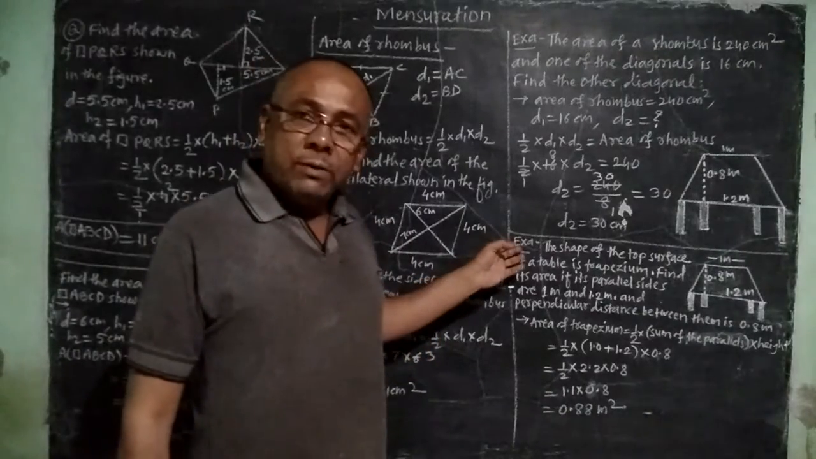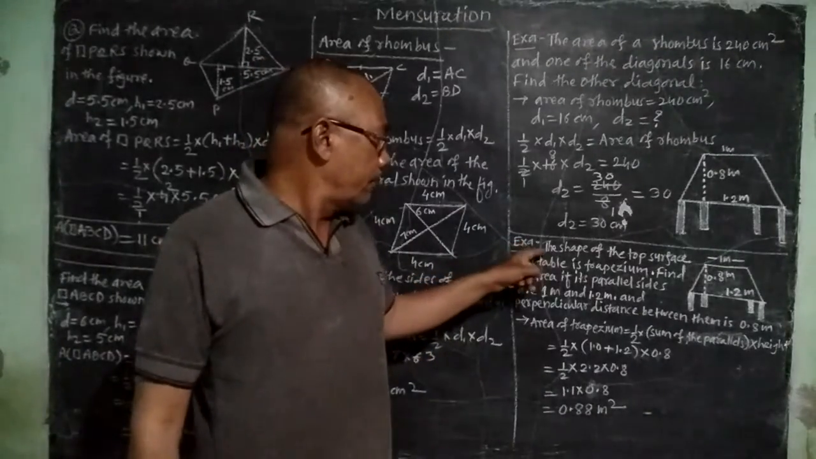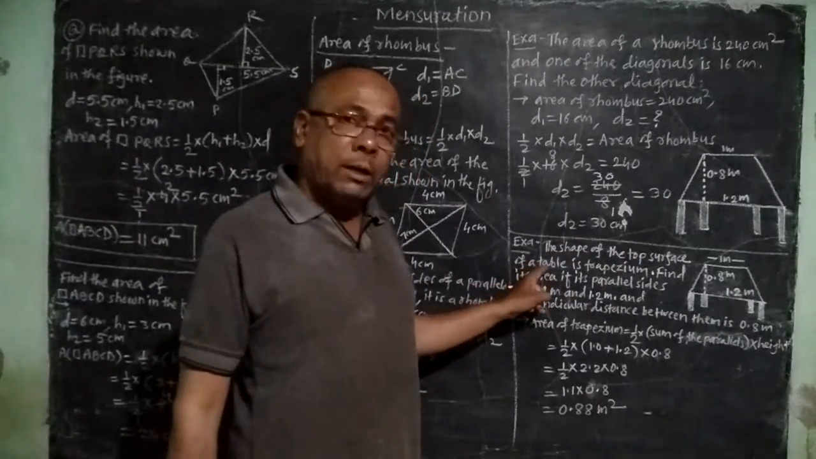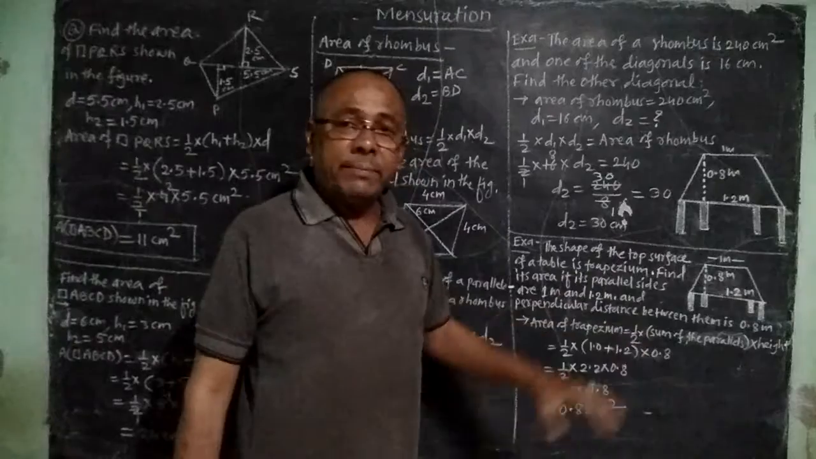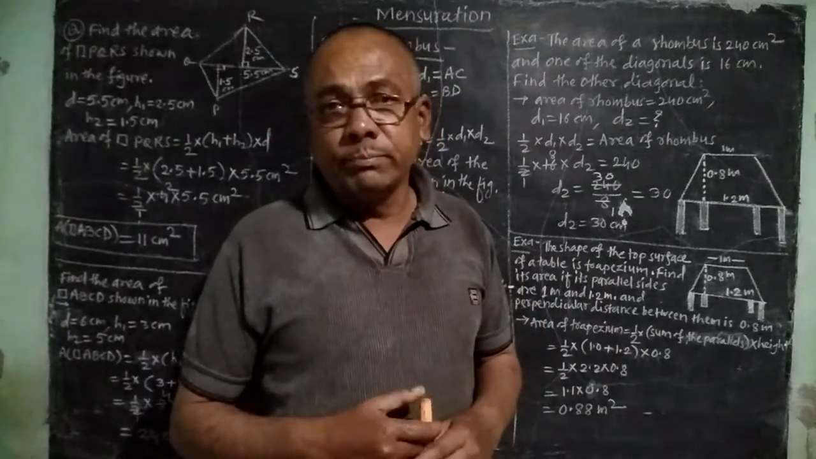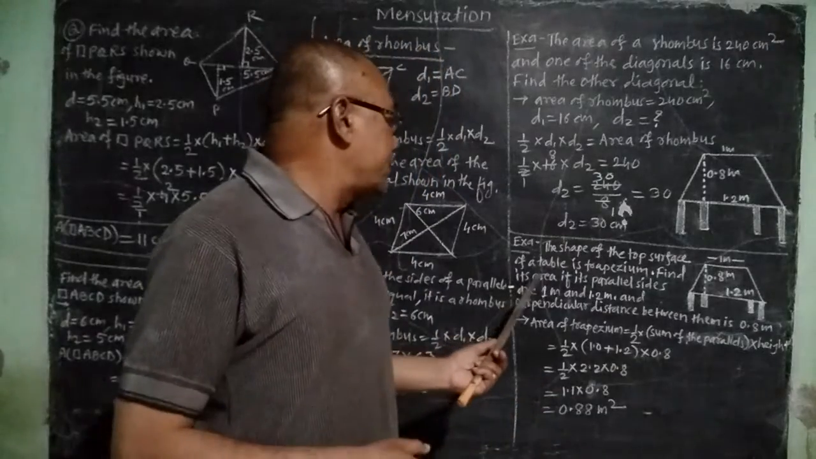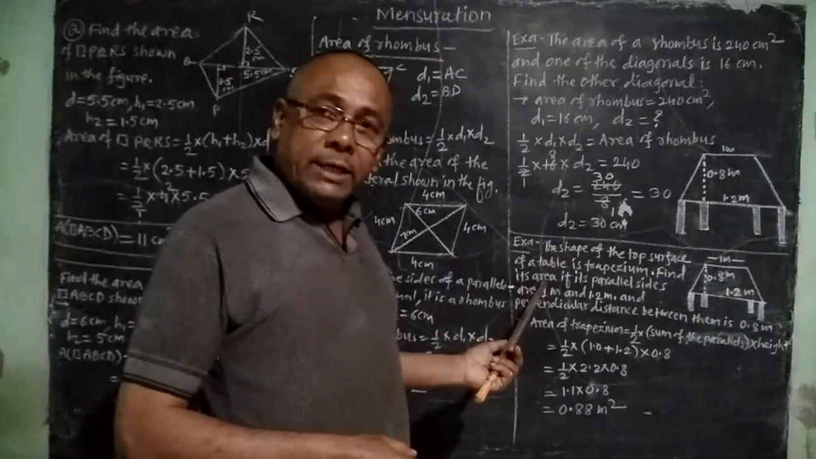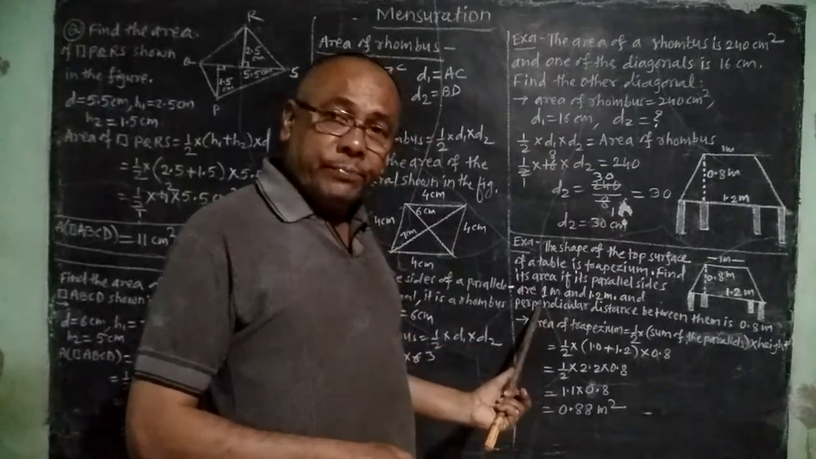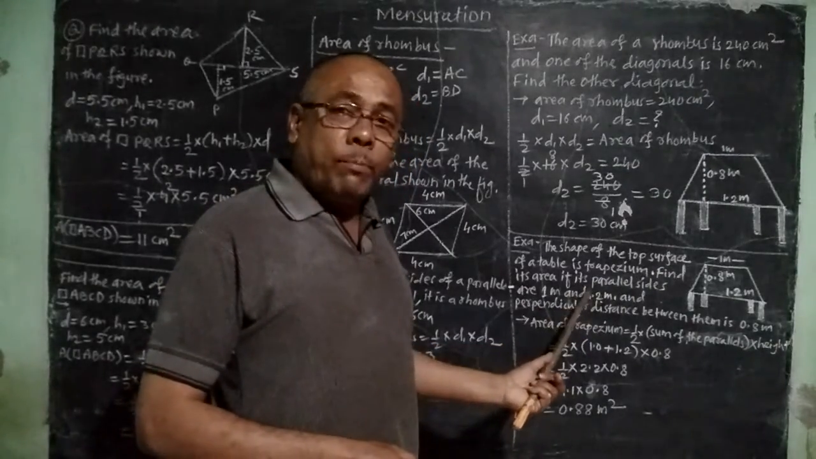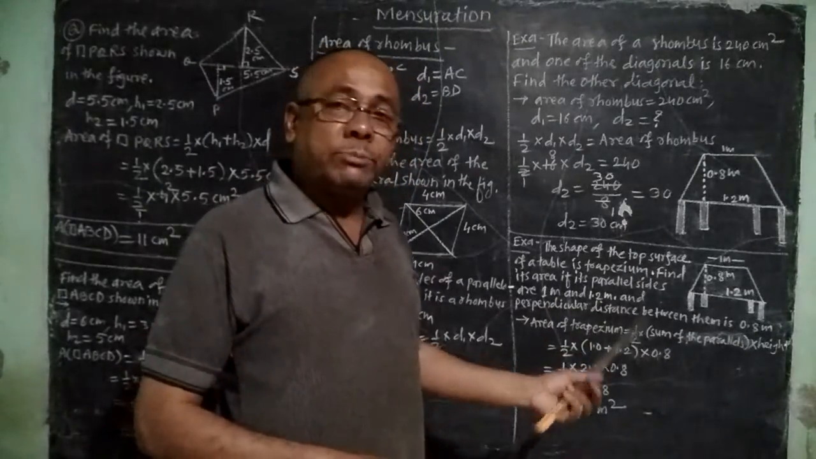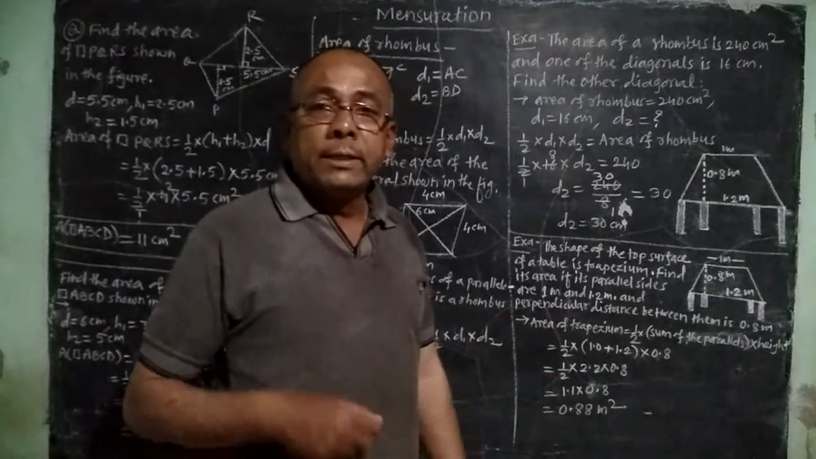Here is the first example. Write down: the shape of the top surface of a table is a trapezium. Find its area, if its parallel sides are 1 meter and 1.2 meter and the perpendicular distance between them is 0.8 meter.